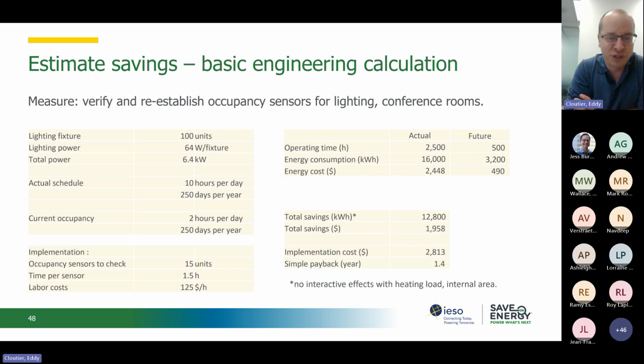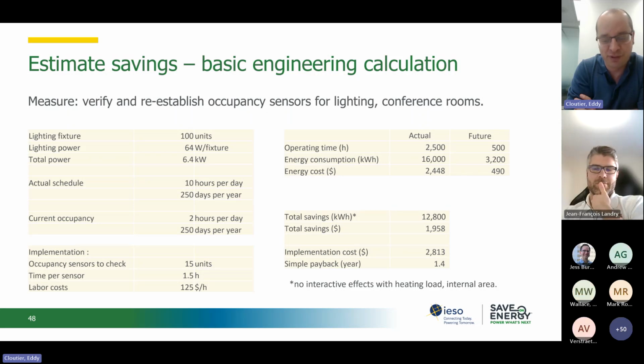I would say that we cheated a little bit on this example because there are no interactive effects presented. Basically, we assume in that case that the conference rooms were all in internal areas of the building, so we don't have a heating interactive effect. But of course, if you do the same measure with rooms on the perimeter of the building, you would have to consider interactive effects.